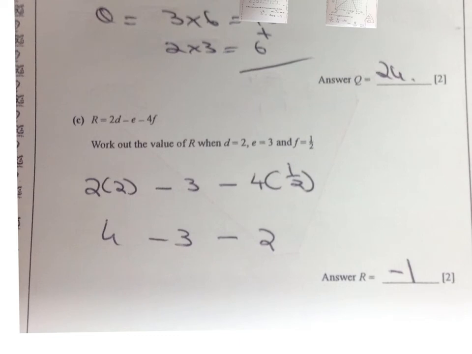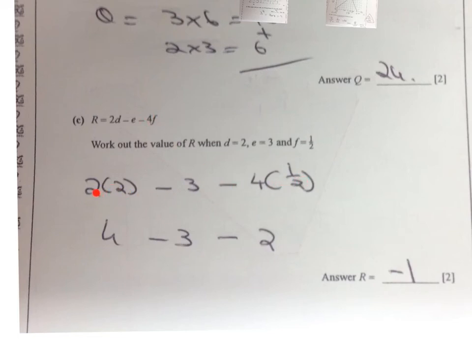Part C. Now this is where it gets a wee bit more interesting. You need to make sure you lay it out properly. It's all about the layout. 2D means 2 times 2, which is there. That minus, stick it in separate. Put that minus in. That E becomes 3, which is there. Then that minus is separate. This minus here, stick it in there. And then you've got your 4, and then your bracket's a half.